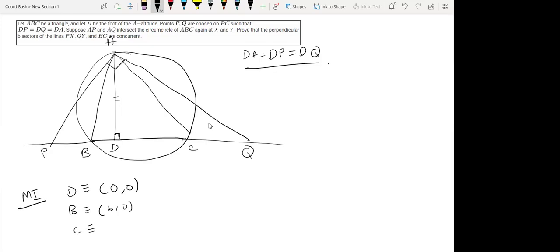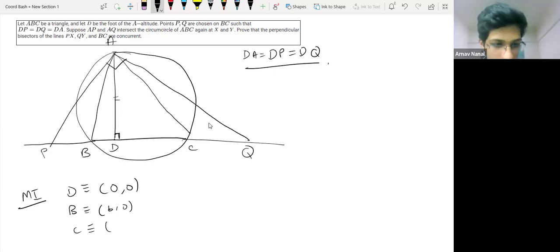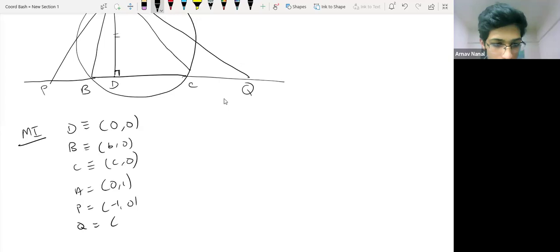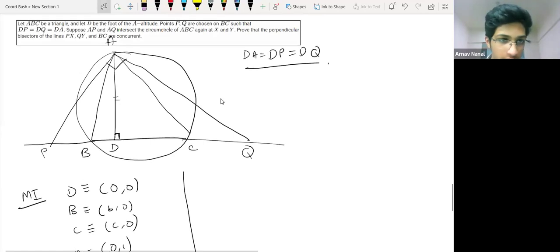Since we have D as the origin and dA is equal to dP is equal to dQ, would it be best to say that we can set AD to be 1 so that we can cut off some variables? Yes, we can do that. So you do this and then say A is equal to 0, 1, P is equal to minus 1, 0, Q is equal to 1, 0. Okay, so now this is XY, right? Have I read it correctly? Yes. Okay.